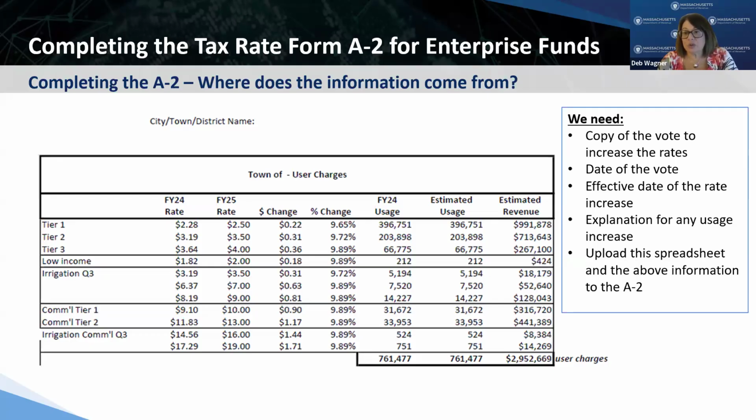Sometimes we see them effective January 1st. But if they're only effective January 1st, you have to realize that you're only going to get the 6-month benefit of the rate increase. So we'll want that annualized in the calculation on this user charges template. Again, any explanation for any usage increase, and we're going to want you to upload all of that documentation, including this spreadsheet, right to the Form A-2 prior to submitting the form to us. And again, I'll take any questions at the end related to that.